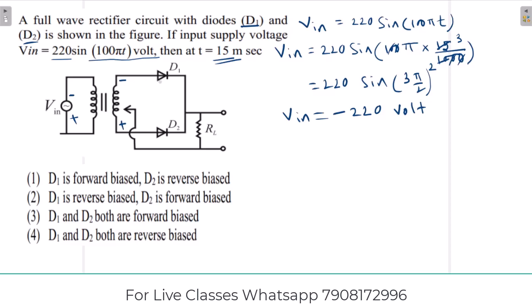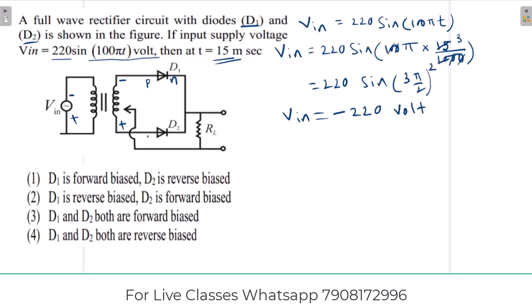Now see the diode D1. This is the P junction and this is the N junction. Now the P junction is given a negative potential. If we give negative potential to the P junction of a diode, then it will be in the reverse bias. So diode D1 is reverse biased.